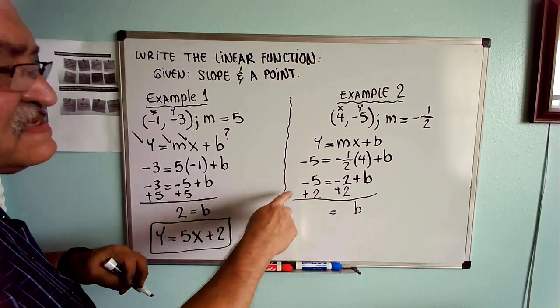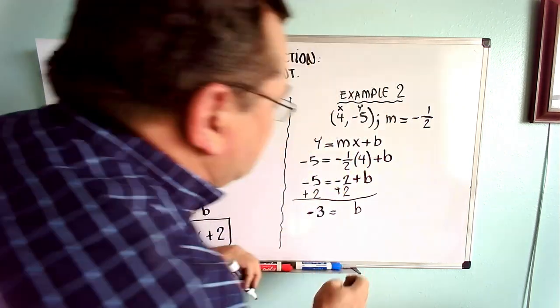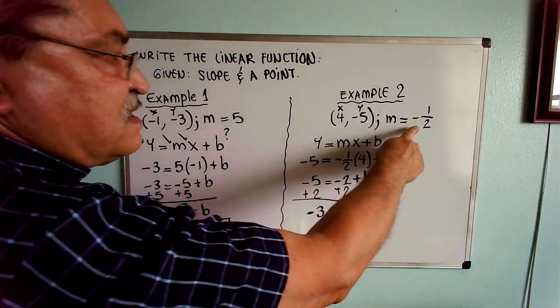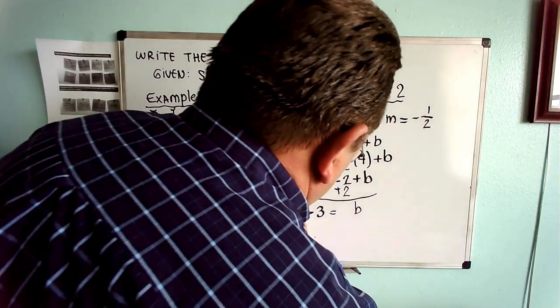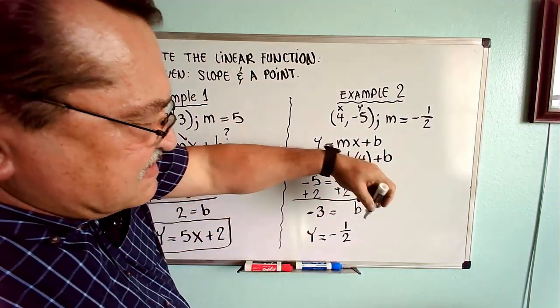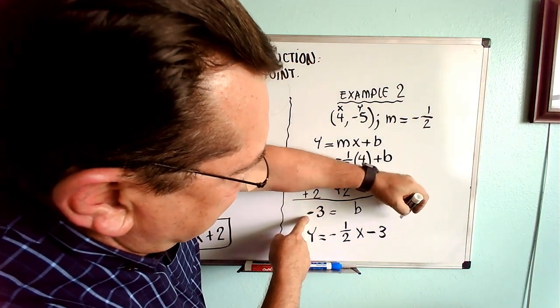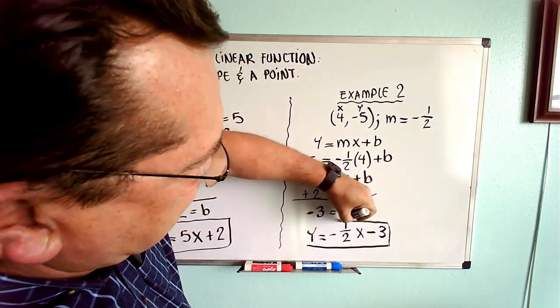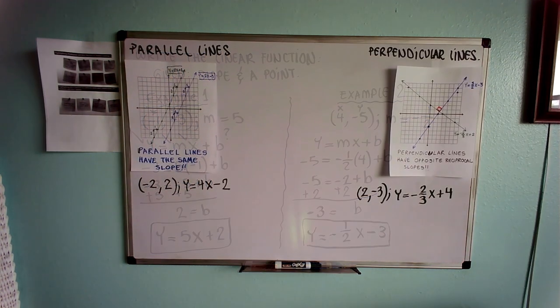So adding 2 on both sides, negative 5 plus 2 is negative 3. Now we have the slope is negative 1/2, b is negative 3, so we can write the equation: y equals negative 1/2 x minus 3. And this is the equation of the line that passes through the point (4, negative 5) and has a slope of negative 1/2.